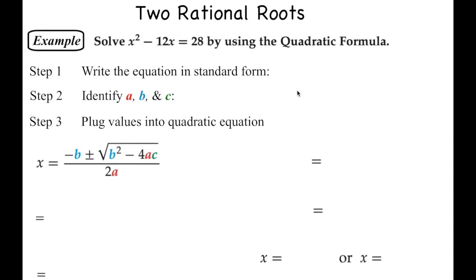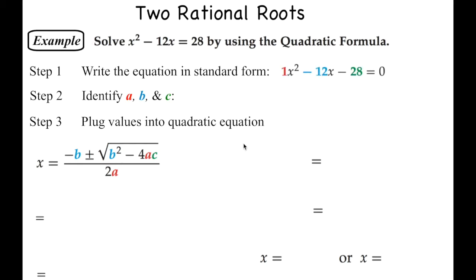So let's jump in. Here's an example where we're going to end up with two rational roots. So here's an equation, and we want to use the quadratic formula. So the first step is to put it in standard form. The only thing we need to do to put this in standard form is to bring the 28 over to the left-hand side. So we're going to subtract 28.